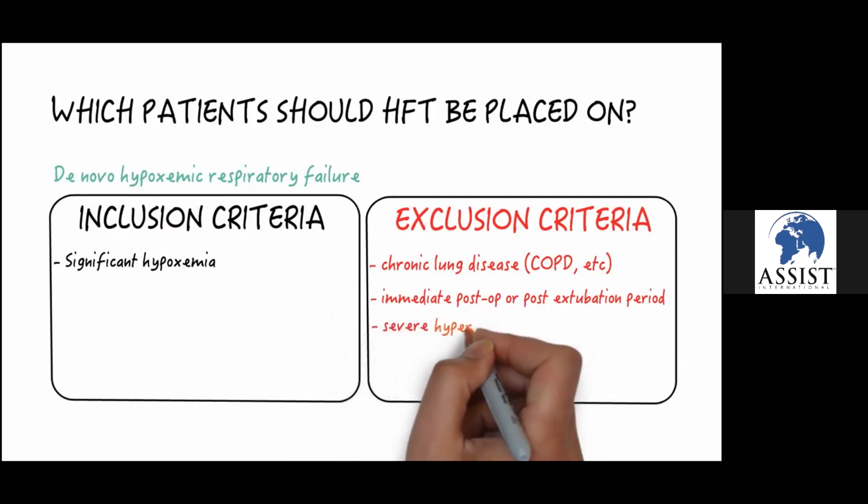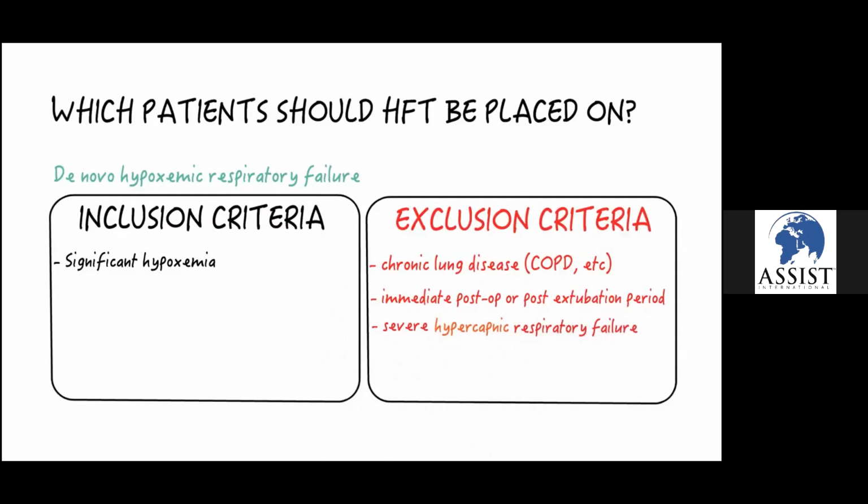However, if a patient presents with acute hypercapnic respiratory failure, which is exhibited by an abnormally high CO2 and a corresponding abnormally low pH, then clinicians may want to consider an alternative form of intervention, such as NIV.